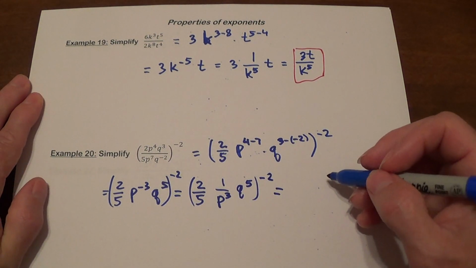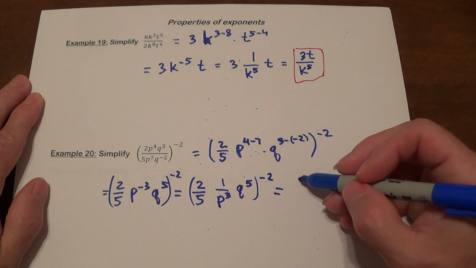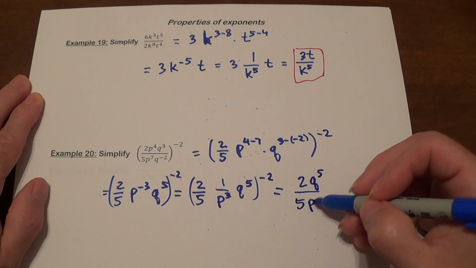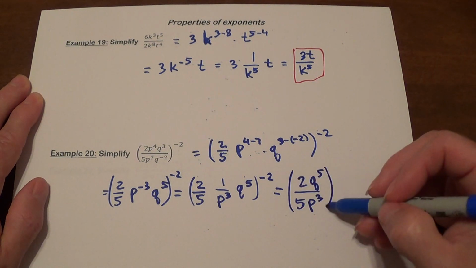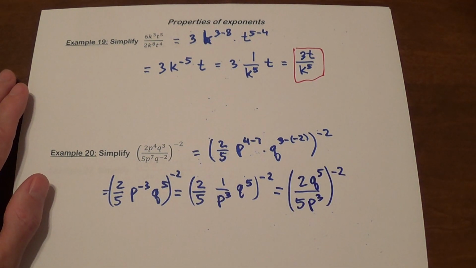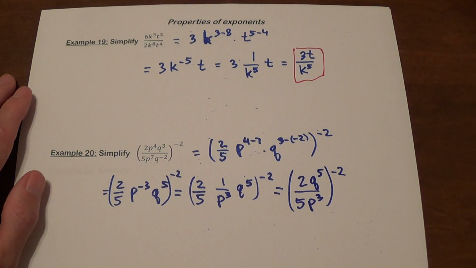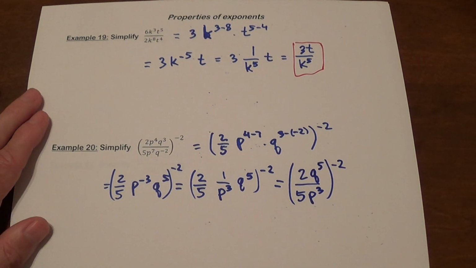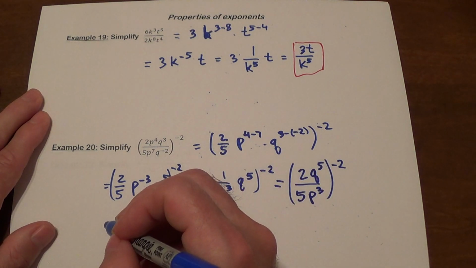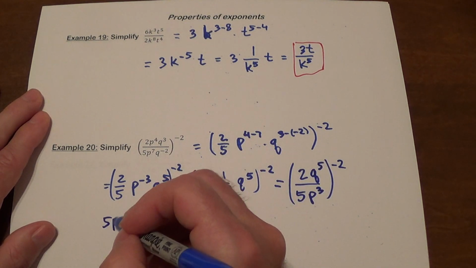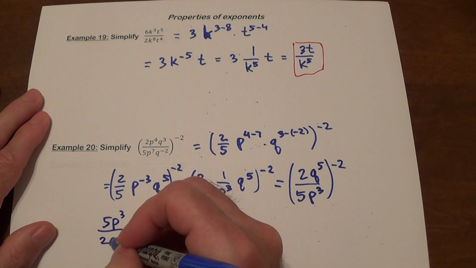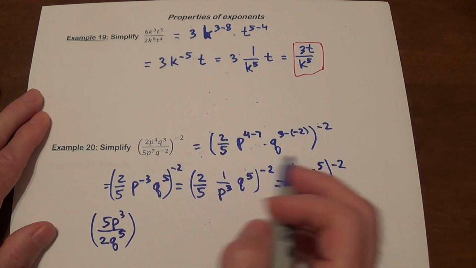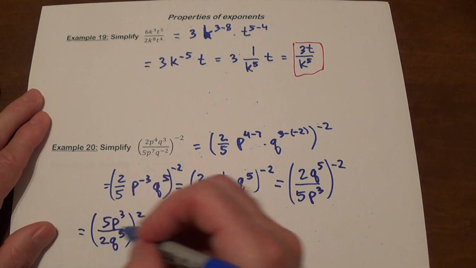So we assemble this together. 2 and q to the 5th go on top. 5 times p cubed goes on the bottom. All this to the power negative 2. So now it looks like that one problem we did earlier. Negative exponent outside. You have a quotient. We are going to reciprocate that. So we're going to get 5p to the 3rd divided by 2q to the 5th. And all that is going to be raised now to the positive 2 power.